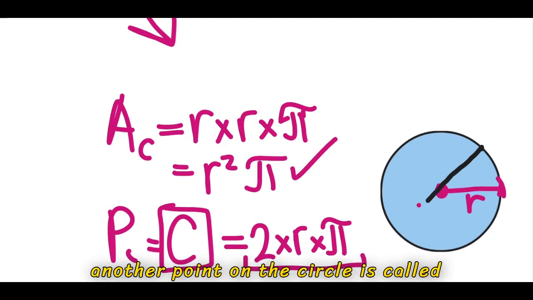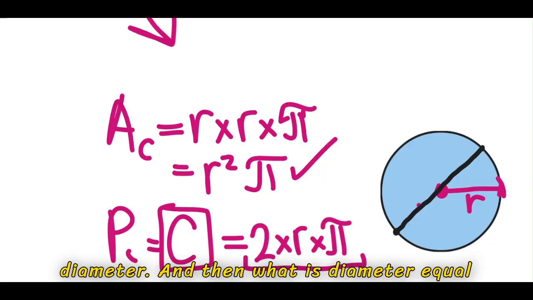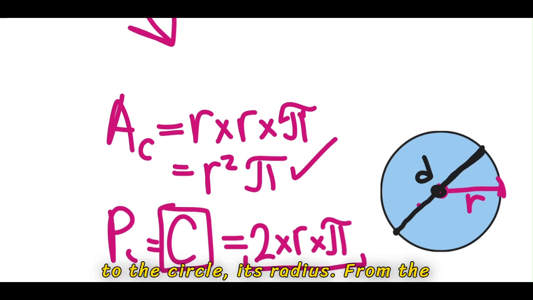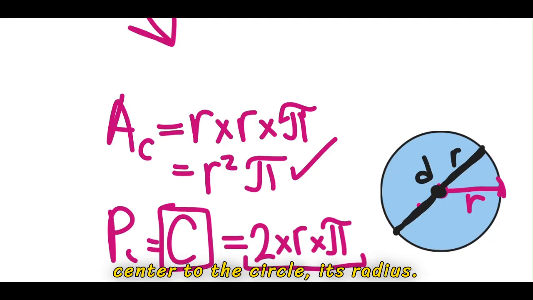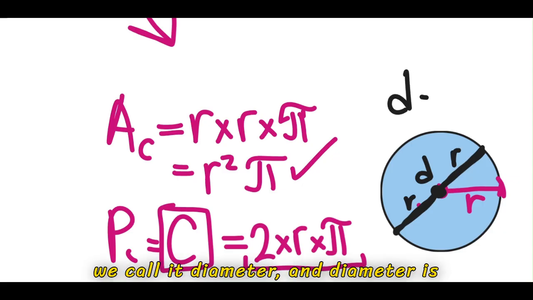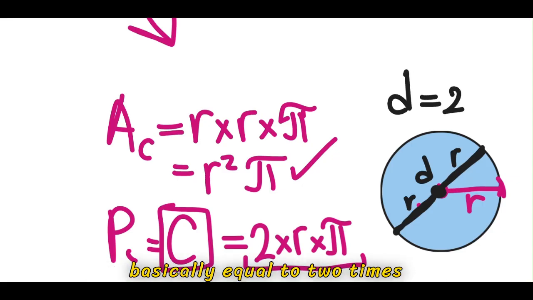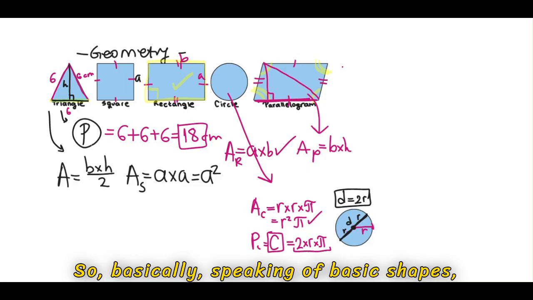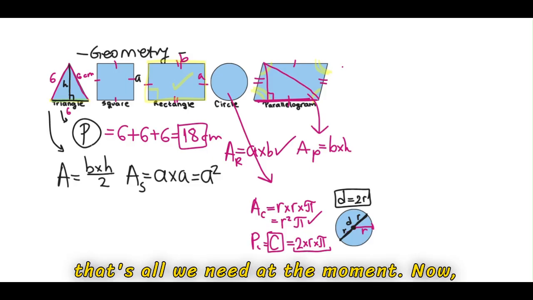Now, the last thing about circles that we'll mention in this video is the length from one point on a circle to another point on the circle, which is called the diameter. And what is the diameter equal to? We said from the center to the circle, it's the radius. Now, if we combine two radii together, we call it the diameter. And the diameter is basically equal to 2 times the radius of a circle. So basically, speaking of basic shapes, that's all we need at the moment.